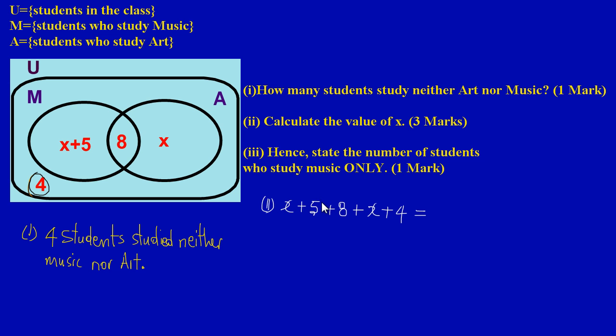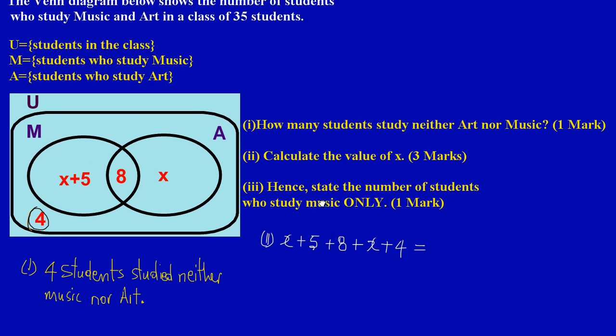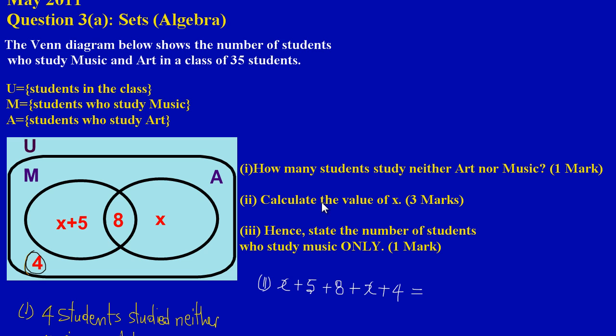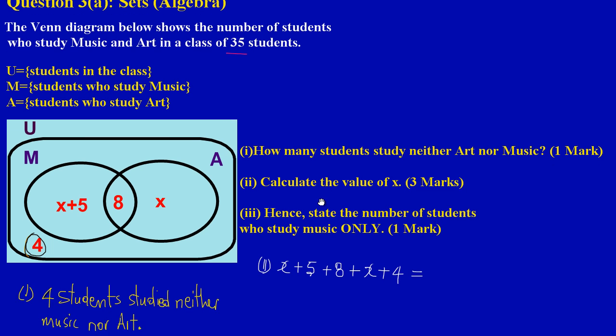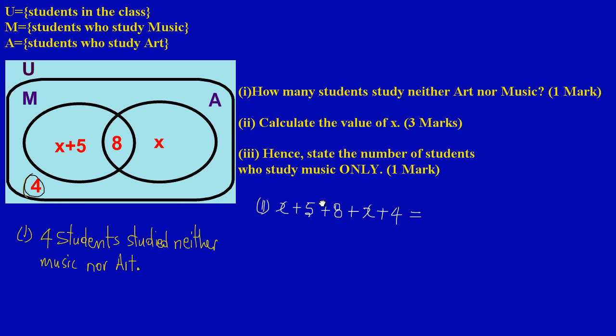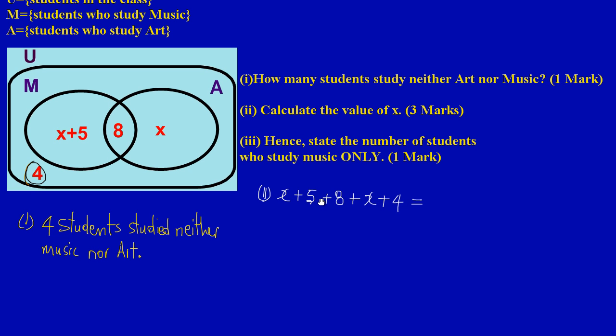If we remember clearly, and let's scroll up a bit, the total number of students in the class was given to us as 35 students. So x plus 5 plus 8 plus x plus 4 must be equal to 35 students. Now basically what I'm going to be doing is collecting my like terms, meaning I'm going to say x plus x.